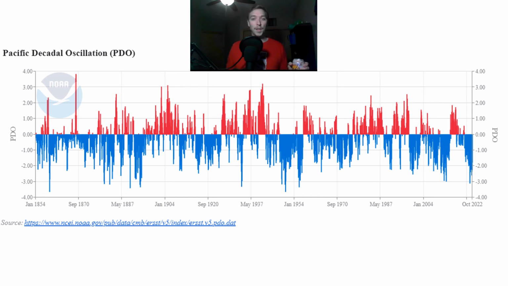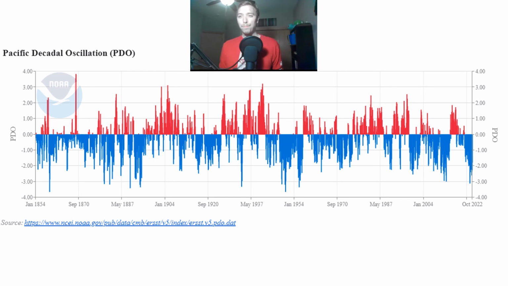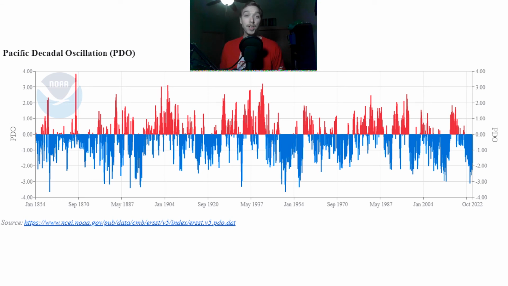So here we can see what this looks like. This is the PDO index from the National Oceanic and Atmospheric Administration, the National Climate Environmental Indices. The change in location of cold and warm water masses alters the path of the jet stream. So put simply, the jet stream in the northern hemisphere delivers storms across the US. The PDO phase that we appear to have entered will act to steer the jet stream further north over the western United States. So here you can see, even though we apparently flipped, I think we flipped again.